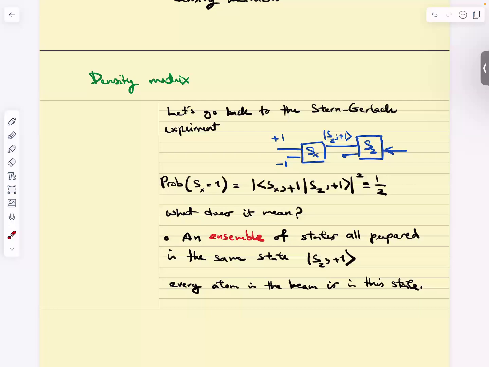So what I have is what a physicist calls an ensemble of states. Many copies or many particles. Each of them is in some state, right? So it's a group of particles. And they're all, in this case, prepared in the ket Sx plus that I wrote as ket plus, right? Every atom in this beam is in this state.